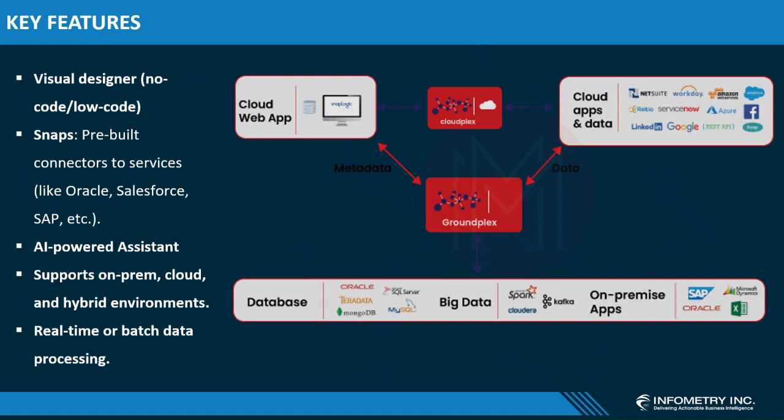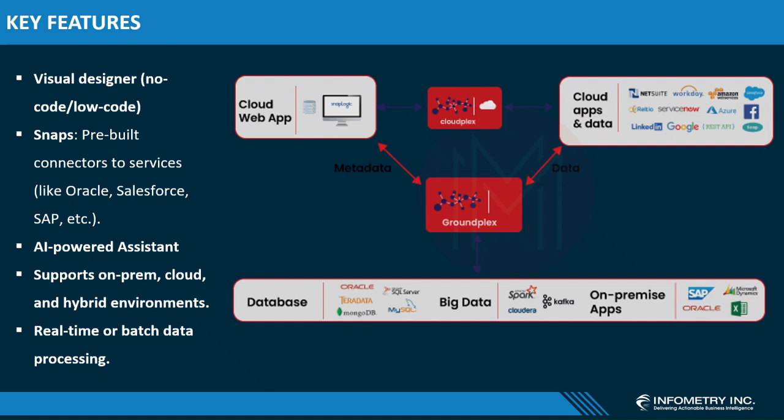This slide explains the key features of the platform in a simple way. The tool provides a Visual Designer where we can build integrations without writing code, using a no-code or low-code approach. It comes with many pre-built connectors called snaps, which allow us to easily connect to different systems such as Oracle, Salesforce, SAP, Workday, NetSuite, and many other cloud and on-prem applications.